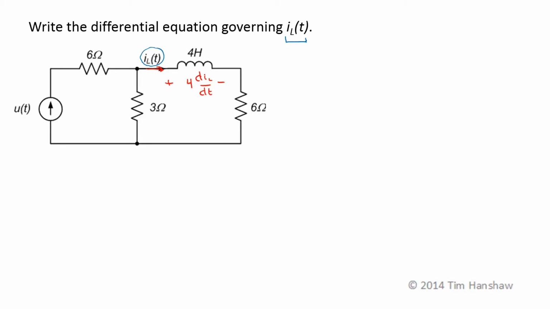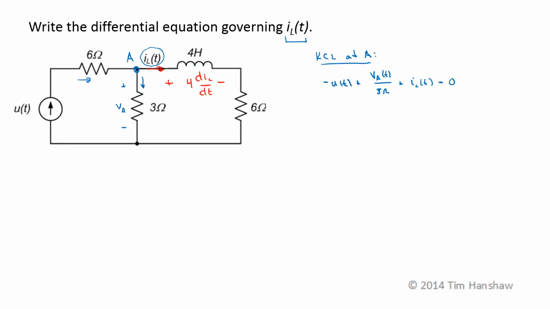Now all we need to do is KVL, KCL, and Ohm's law. Let's call this node A, and the first thing I'll try is KCL at A. We have U of t entering. If I assume positive currents are leaving, that's going to be a minus U of t, plus the current through this 3 ohm resistor, which is going to be this voltage, which I'll call V sub A, a function of time, over 3 ohms, plus this current through the inductor, which is just I sub L of t, and that sums to 0.